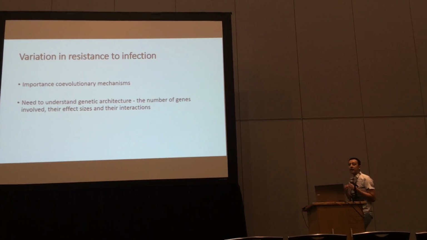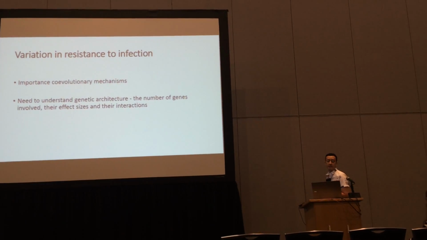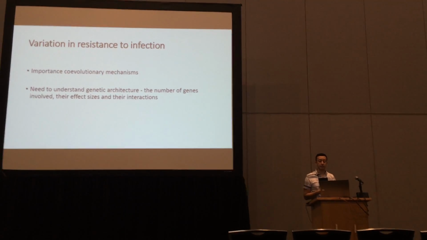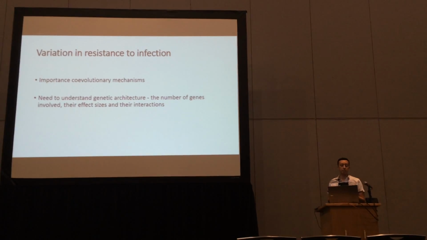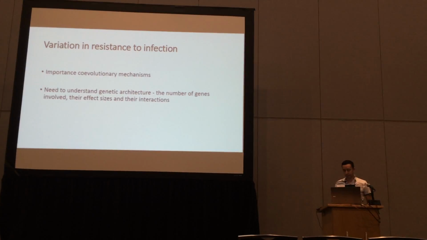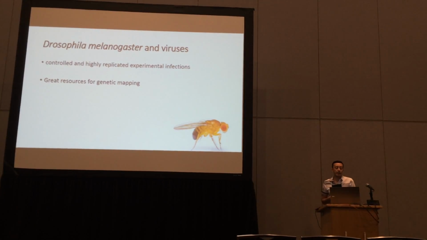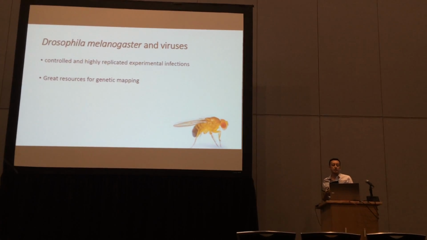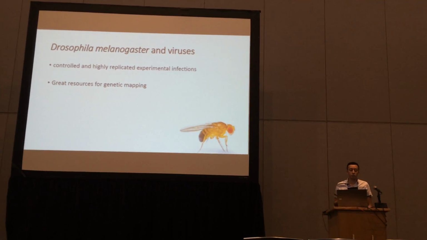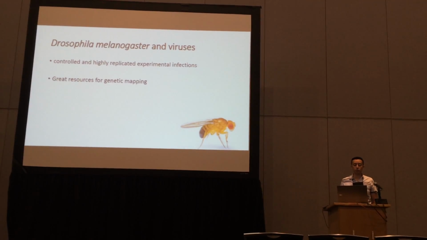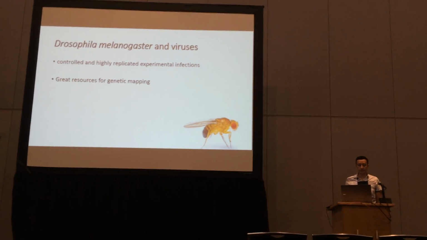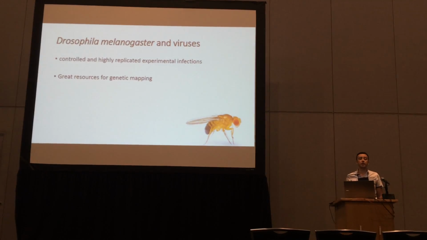And the first step to understand why this variation exists in populations is to understand the genetic architecture of the resistance. That means we need to understand the number of genes involved, their effect size, and their interactions. And a great system to answer this question is the interaction between Drosophila melanogaster and its viruses. So in Drosophila, we can do controlled and highly replicated experiments. And a second advantage is that we have this great resource for genetic mapping.